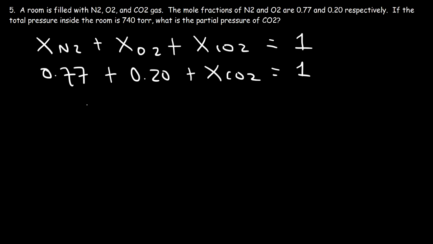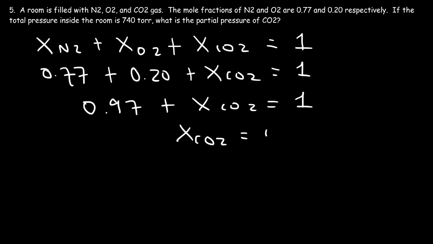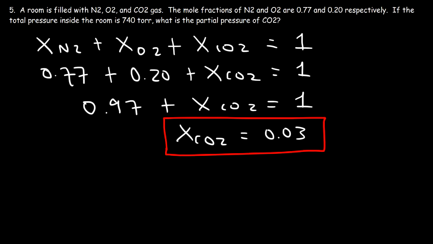0.77 plus 0.20 is 0.97. And 1 minus 0.97 is 0.03. So that's the mole fraction of CO2. So 3% of all the molecules in this room consist of carbon dioxide. So if there were 100 molecules, 3 of those molecules will be CO2. 77 of those molecules will be N2, and the other 20 would be O2.